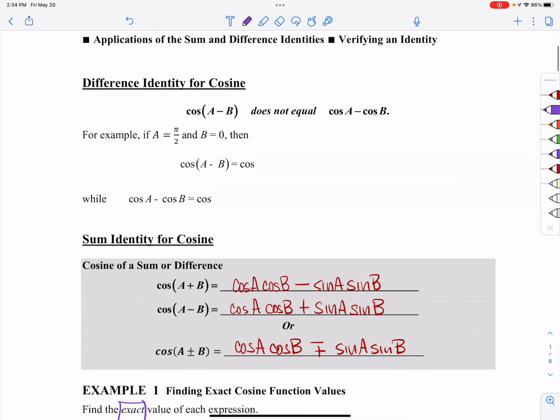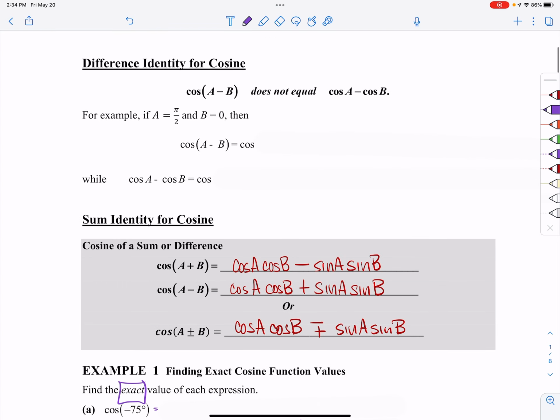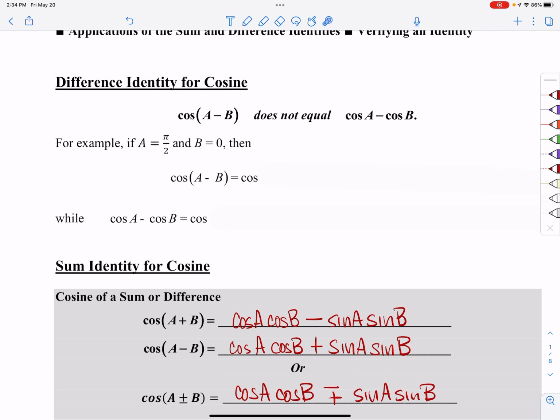Notice that we've got this potential question here. We don't really know whether or not cosine of A minus B really equals cosine of A minus cosine of B. When you think about it for a moment, it seems as though we should be able to do something like distribution, and that should work.